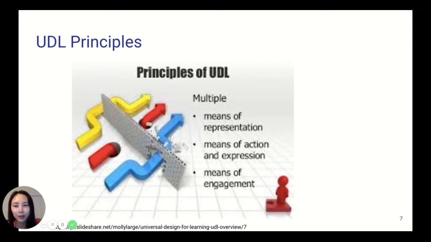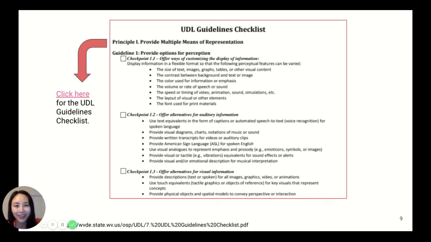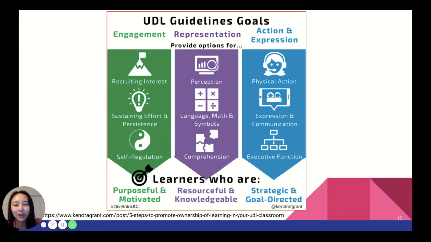And the 3 principles of UDL are to provide multiple means of representation, multiple means of action and expression, and multiple means of engagement. On CAST, it provides detailed guidelines for UDL and also a checklist for UDL guidelines. Hyperlinks are provided in the handout. So the goals of UDL guidelines are to cultivate learners who are purposeful and motivated, resourceful and knowledgeable, strategic and goal-oriented.